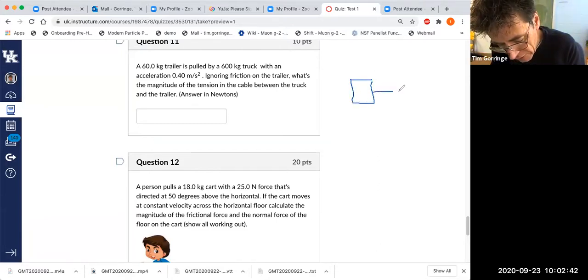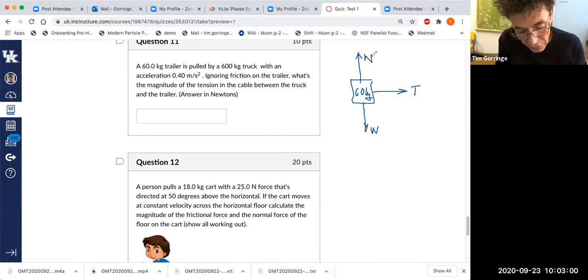So let me draw this situation. This is the trailer, 60 kilograms. This is the tension force in the cable that's pulling it. Of course, there's other forces on it. There's the weight of the trailer and a normal force supporting the trailer on the road. And we're asked to figure out this tension.